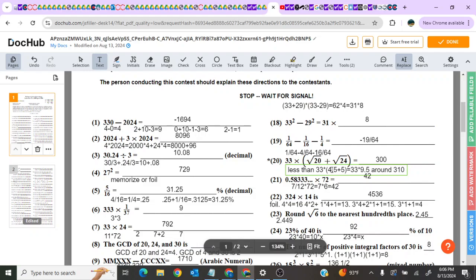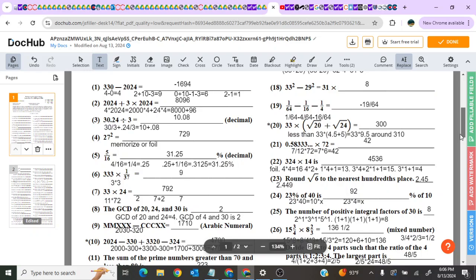21, 5.58333 times 72. This is a fraction you should know is 7/12. You're adding 0.0833 from 1 over 2 or 6 over 12. So multiply 7 over 12 by 72. 72 divided by 12 is 6, times 7 is 42, and you get your answer.